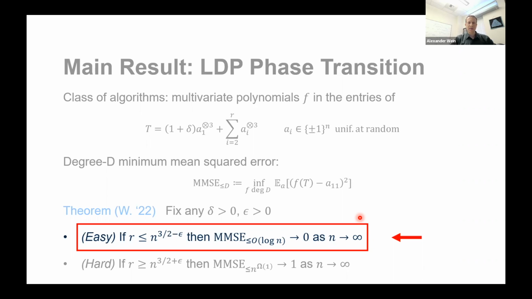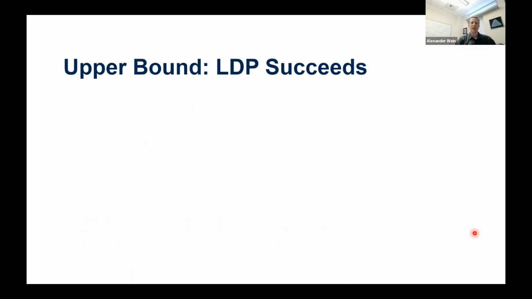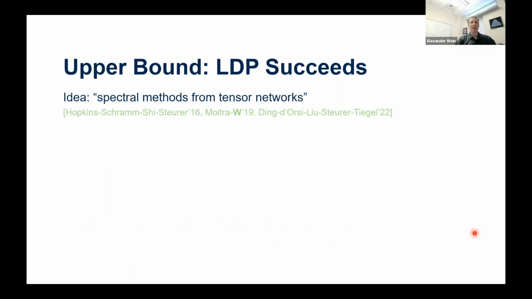So remember, here's the main result. The first one I want to tell you about is the easy regime, which is also the easier of the two statements to prove. Here I want to convince you that for the low rank tensors, there is actually a polynomial that can estimate this component that we're looking for, the largest one. I'm mostly going to focus on the lower bound, but I'll give a brief overview of this one as well. The idea is based on something you can call spectral methods from tensor networks. This is an idea that underlies a lot of the best known algorithms for tensor decomposition.